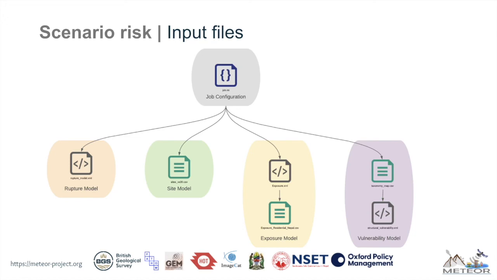As with any OpenQuake analysis, we have the job configuration file, which links to many of the other inputs. So here we are again linking to the files required by the hazard portion of the calculation, so the rupture model and the site model. And we are linking again to our same exposure model as we used in demo number 2. As for the vulnerability model, we once again have a taxonomy map CSV, but we have swapped from the structural fragility XML to a structural vulnerability XML here.